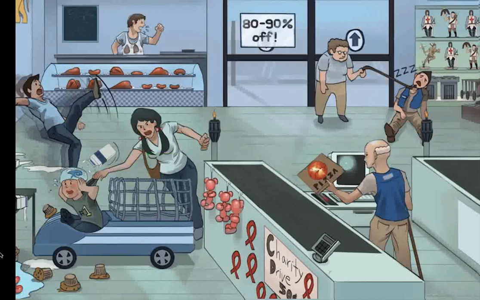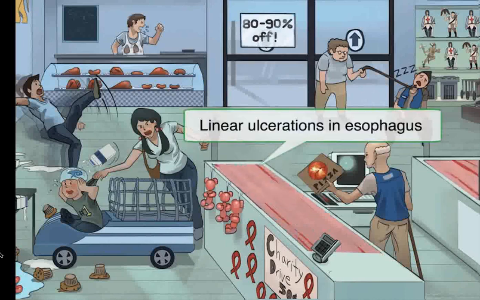CMV esophagitis and colitis are other things to watch out for in these patients. Let's make the conveyor belt here look like an esophagus with some linear looking ulcerations. It's important to be able to distinguish CMV esophagitis from herpes esophagitis, and the descriptive difference between the two is that CMV is usually singular, deep, and linear, whereas herpes is usually multiple and shallow.